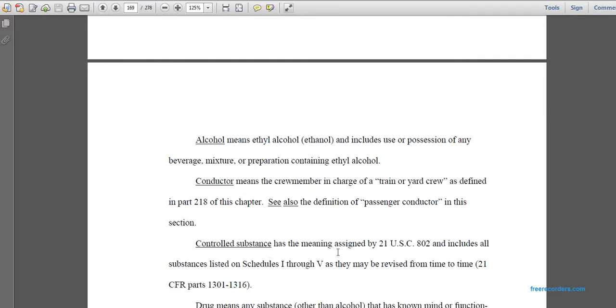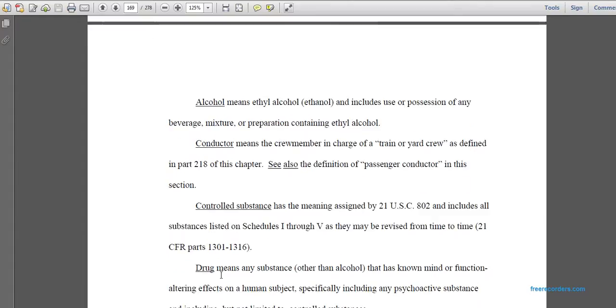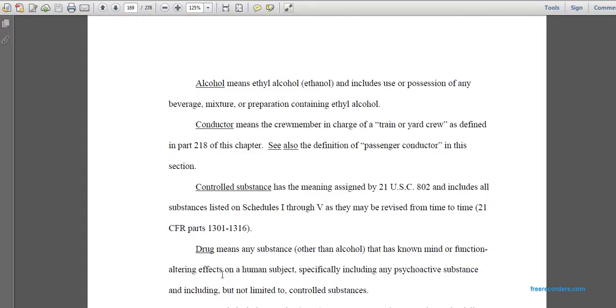Controlled substances have the meaning assigned by 21 U.S. Code 802 and include all substances listed in Schedules 1 through 5, as they may be revised from time to time, in 21 CFR Parts 1301 through 1316. Drug means any substance other than alcohol that has known mind- or function-altering effects on a human subject, specifically including psychoactive substances, including but not limited to controlled substances.